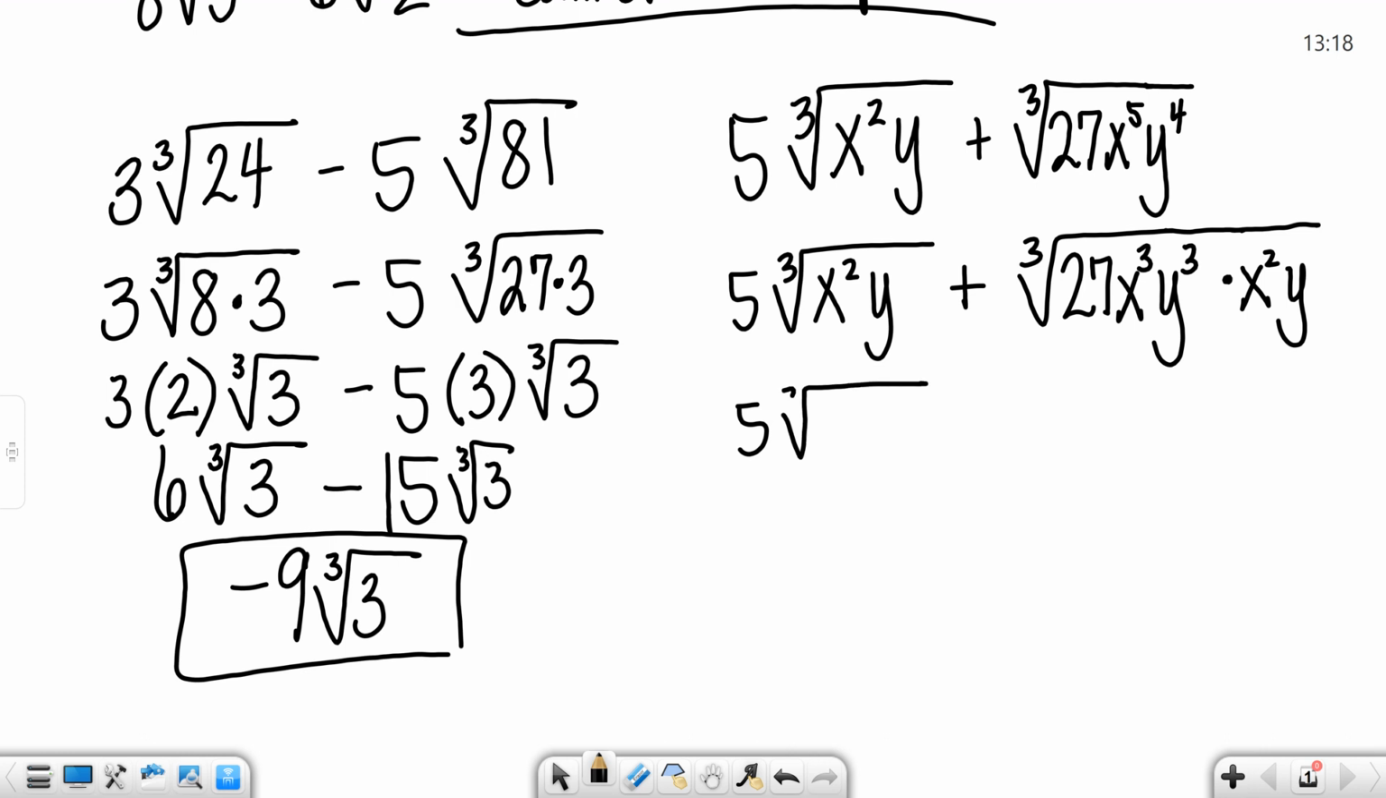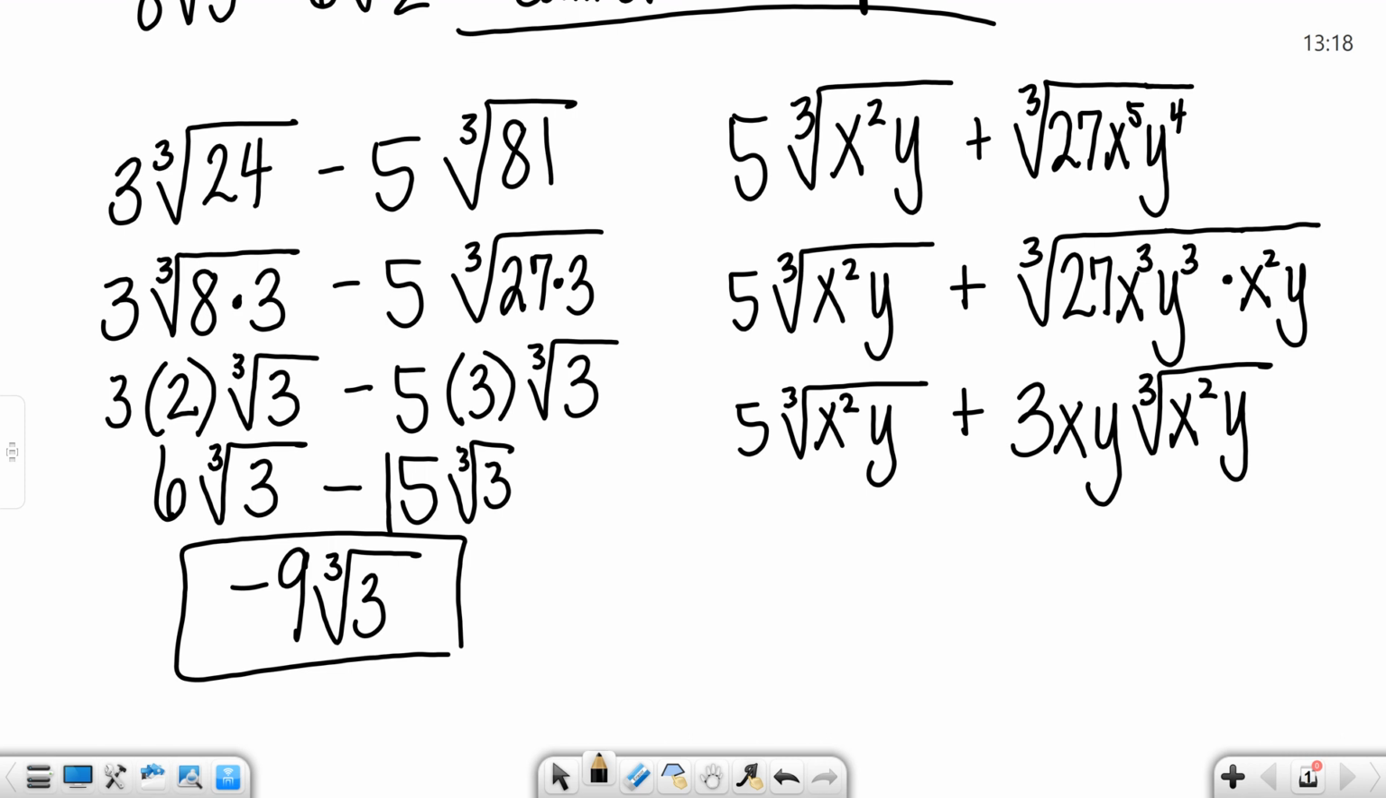All right. Just bringing this one down, didn't change it. Now, the cube root of 27 is 3. The cube root of x cubed is x. And the cube root of y cubed is y. I still have the cube root of x squared y. Now I have like terms, right? They both have the cube root of x squared y.